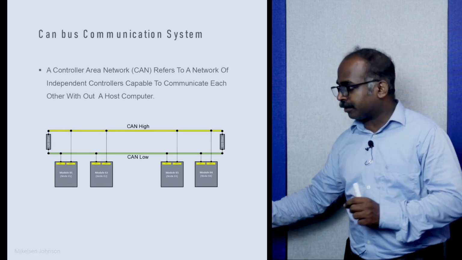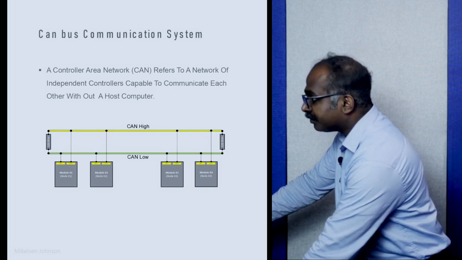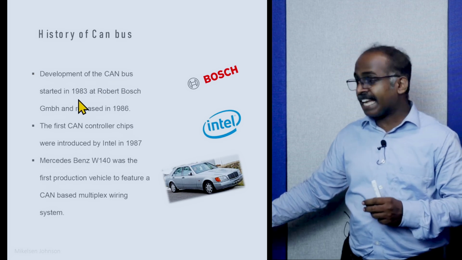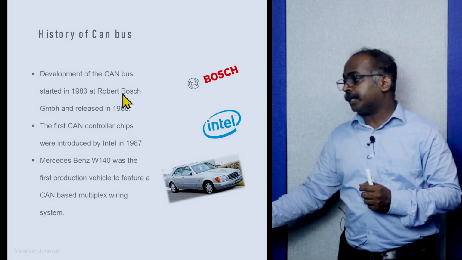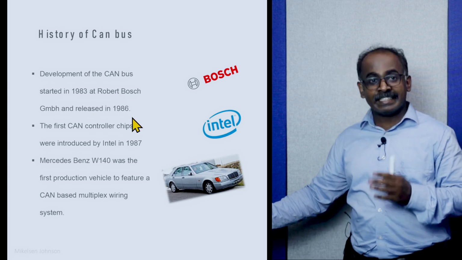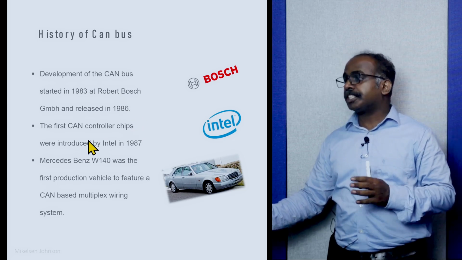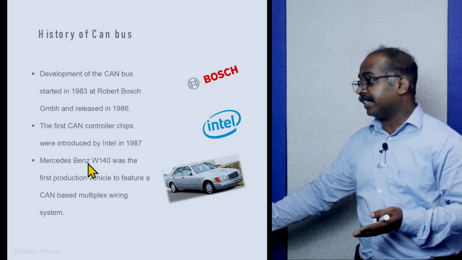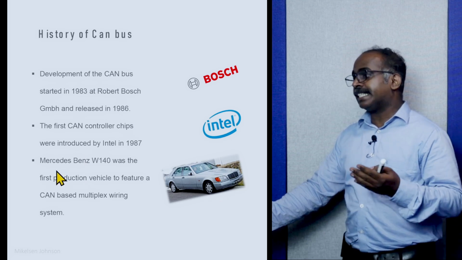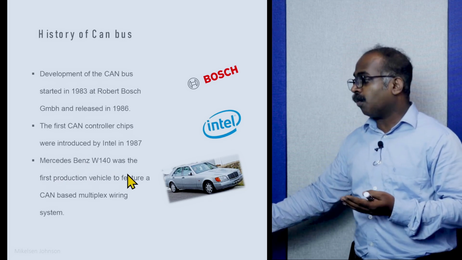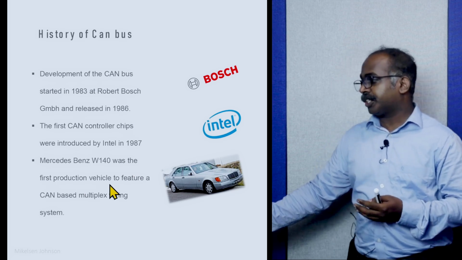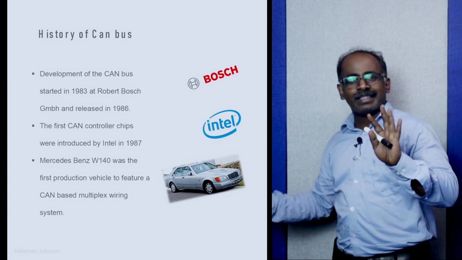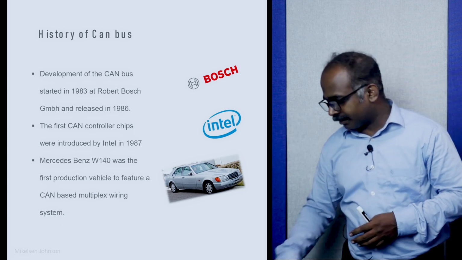So let's understand a little bit about the history of the CANbus communication system. The development of the CANbus started in 1983 by Robert Bosch and was released in 1986. The first CAN controller chips were introduced by Intel in 1987, and the Mercedes-Benz W140 was the first production vehicle to feature this CAN-based multiplex wiring system. That's a little bit about the history of the CANbus system.